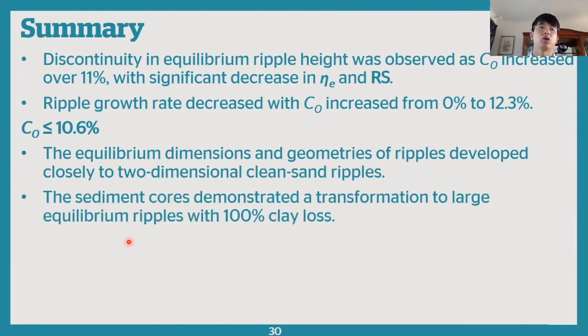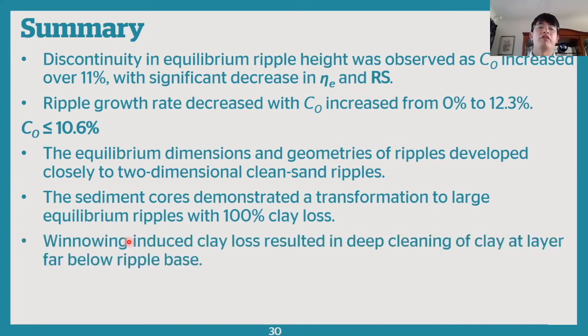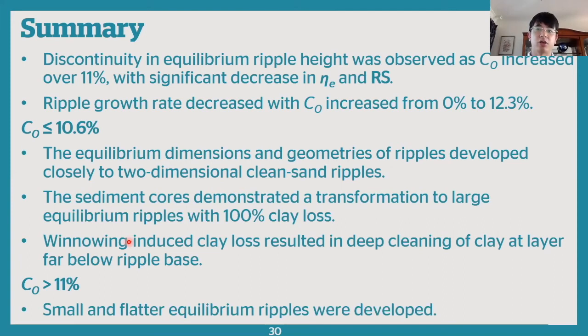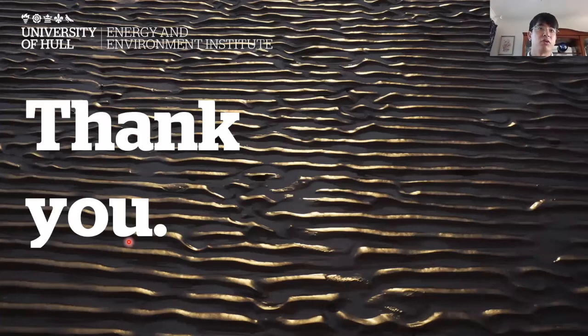And our sediment cores demonstrate the formation of these large equilibrium ripples with 100% of the clay lost. Strong winnowing induced the clay loss, resulting in the deep cleaning of clay in the layer even far below the ripple base. And if the initial clay content was over 11%, we found very small and flat equilibrium ripples were developed in the experiment, which were quite different from the clean sand ripples. Okay, I'll wrap it here. Thanks for your attention.